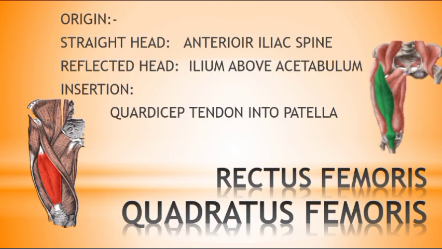The next muscle is quadriceps femoris. Now, quadriceps femoris is made of four muscles. The four muscles include rectus femoris, vastus lateralis, vastus medialis, and vastus intermedius. So, first of all, let's discuss the rectus femoris. The rectus femoris has two heads. The first one is the straight head, and the second one is the reflected head.